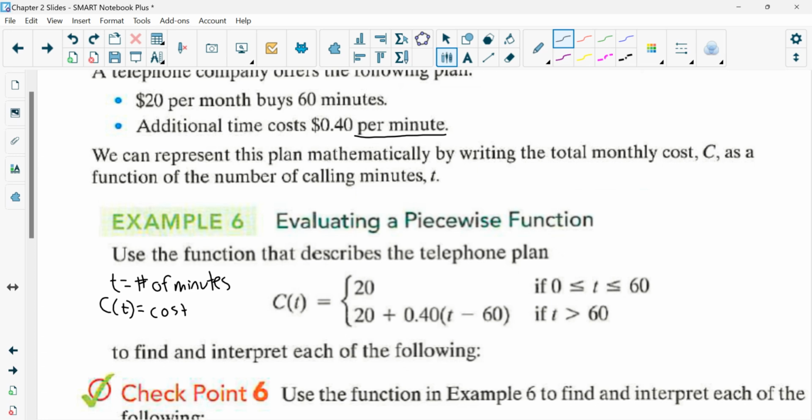So if I use 80 minutes, I'm only getting charged 40 cents for how many of those minutes? 20 of those minutes. So notice it's the $20 that I get plus the 0.40. And to make sure I'm only getting charged for 20 of those minutes, I have to take my number of minutes and subtract the 60 from it.